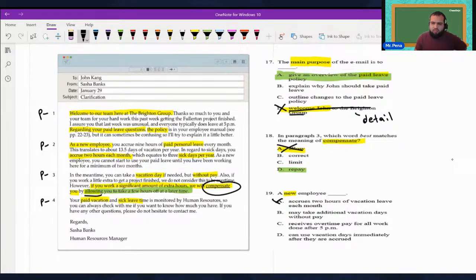So it's 2 hours of sick days, not vacation days. It says, may take additional vacation days without pay. Does it say without pay? A new employee says, in the meantime, you can take a vacation day if needed, but without pay. There it is. Actually, in paragraph 3, it wasn't even in paragraph 2. So the new employee may take a vacation day without pay. So the answer is B.